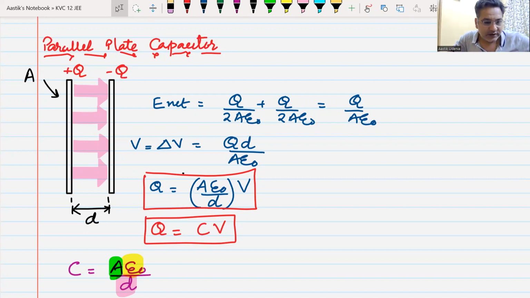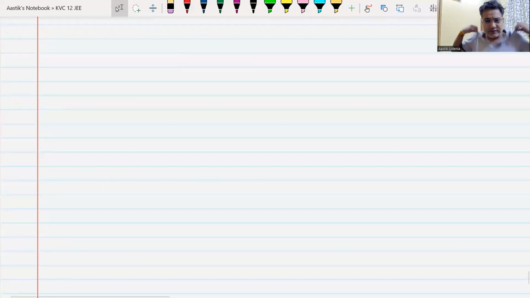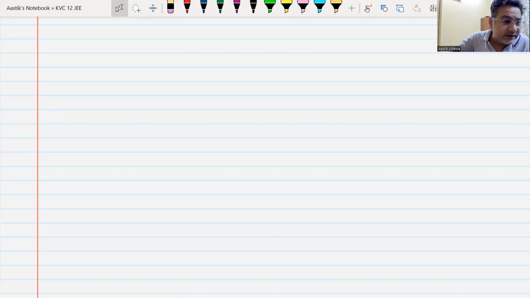The topic for today is series and parallel combination of capacitors, and I would ask you, what do you know about this?